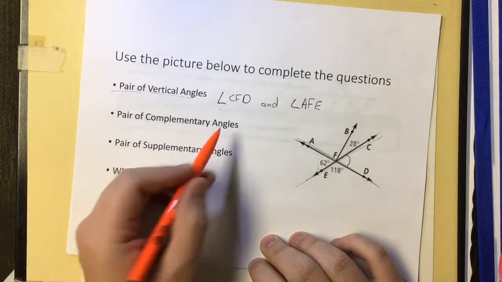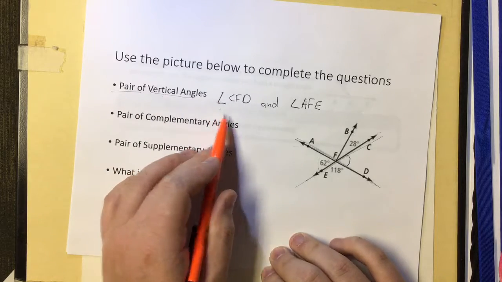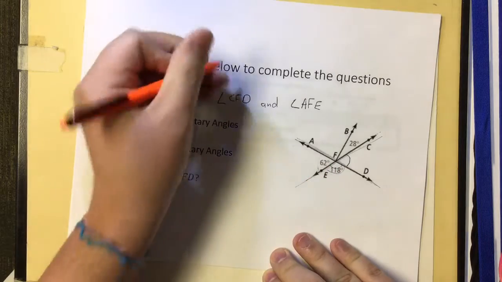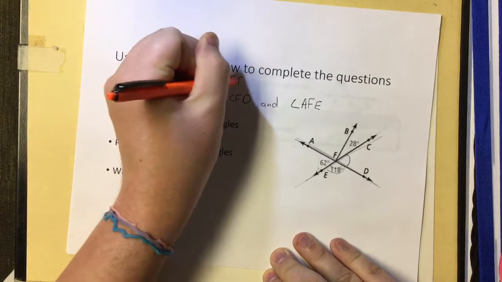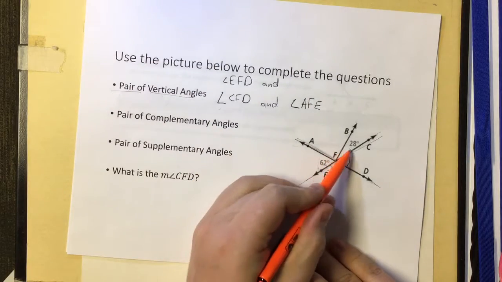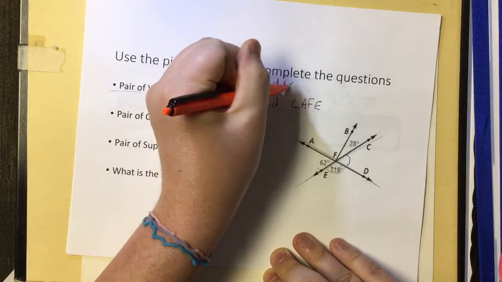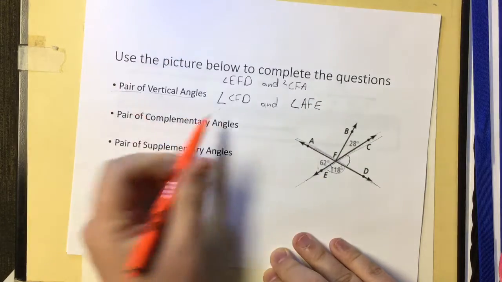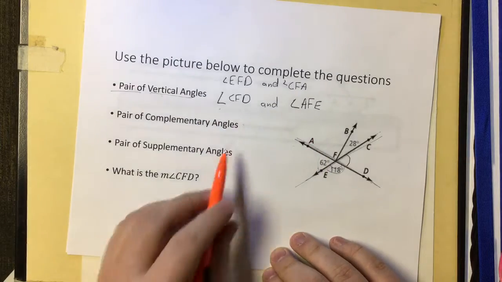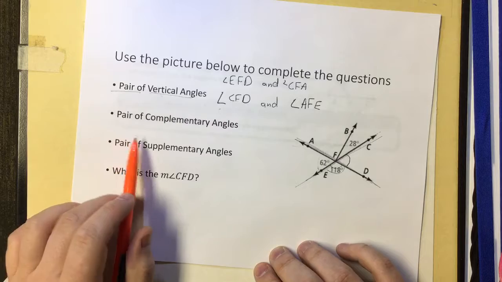But that's not the only vertical angles we have in this picture. So this is one answer. That's great. But another answer, you could have done angle EFD, and that would be a vertical angle with angle CFA. So you could either have this top line as your answer or the bottom line. You don't need both. I just wrote two pairs, just for a little extra practice.